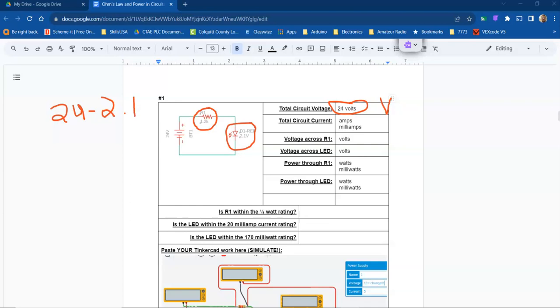24 minus 2 is 22, so this is 21.9 volts. Let me just go ahead and write that down. 21.9. Now you have your voltage that you found. That is also the voltage across this resistor, 21.9 volts. That's how much it's going to see.